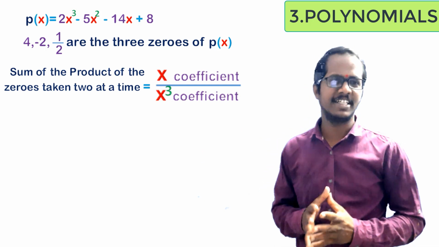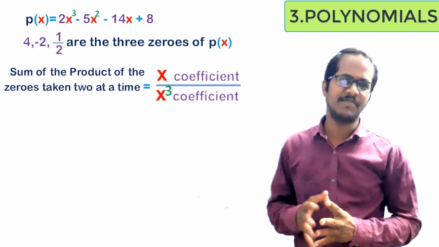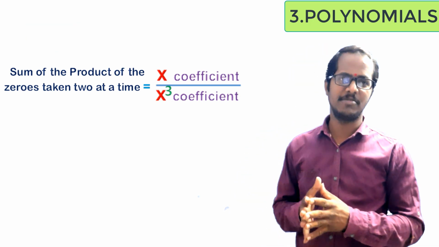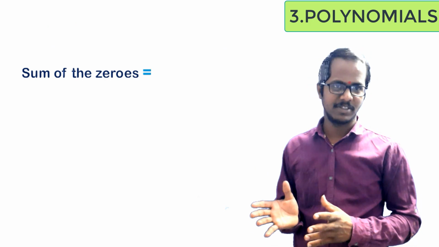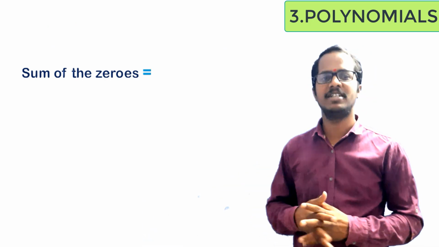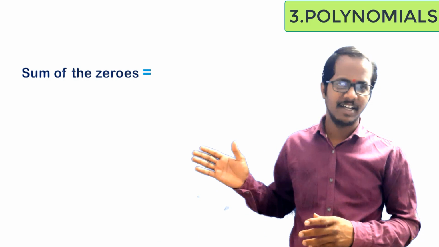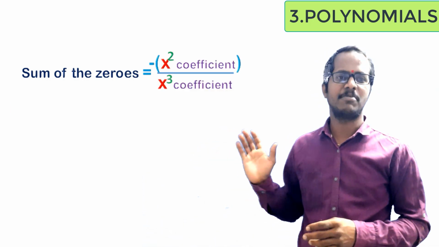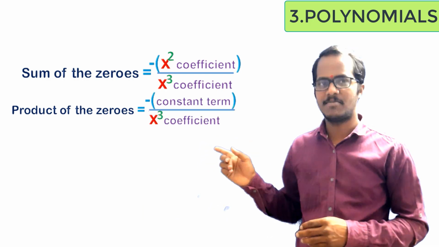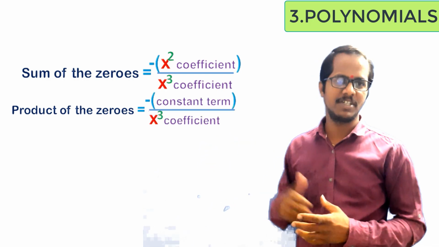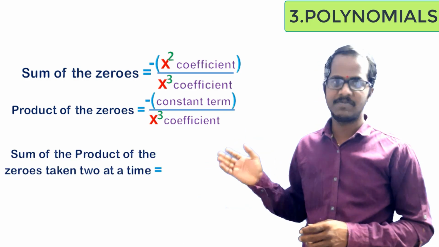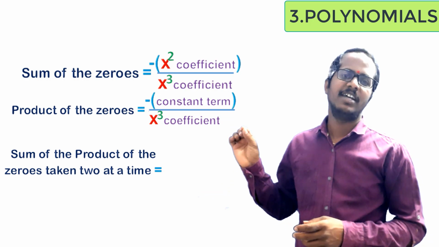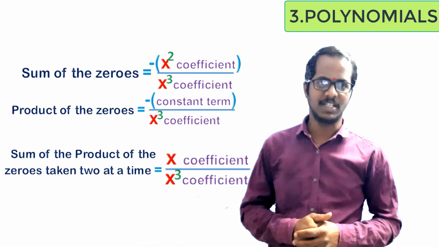So these are the three relationships between the coefficients of a cubic polynomial and its zeros. So let us see these three relationships again. The sum of the zeros of a cubic polynomial is minus x square coefficient by x cube coefficient, and the product of the zeros is minus constant term by x cube coefficient, and the sum of the product of the zeros taken 2 at a time is equal to x coefficient by x cube coefficient.